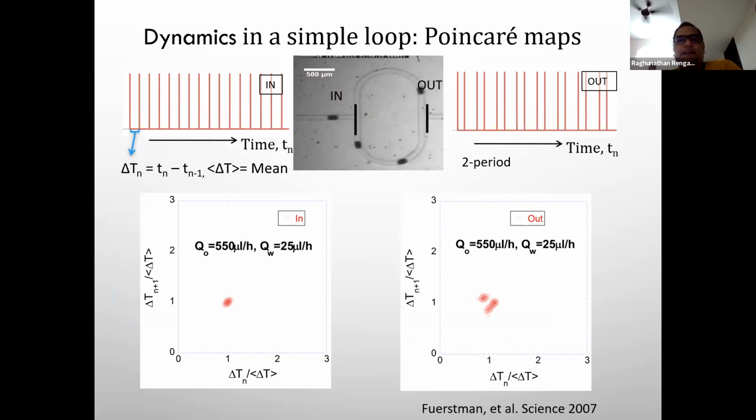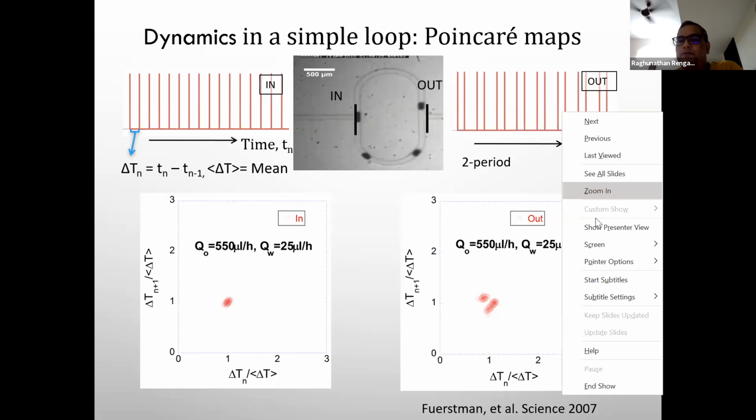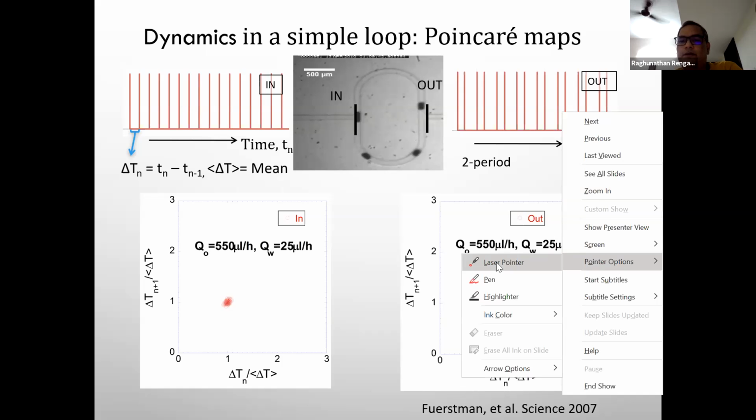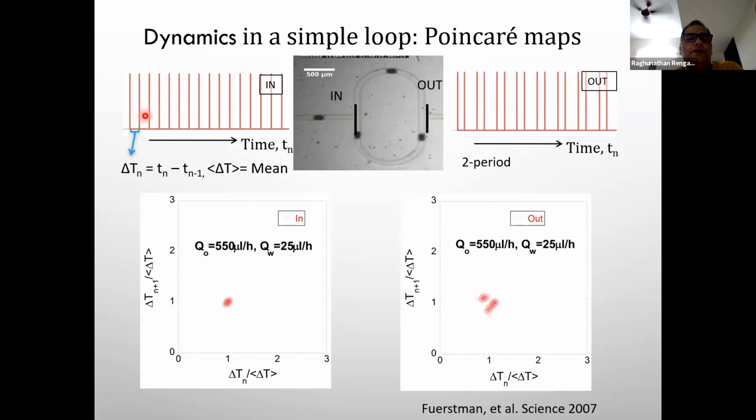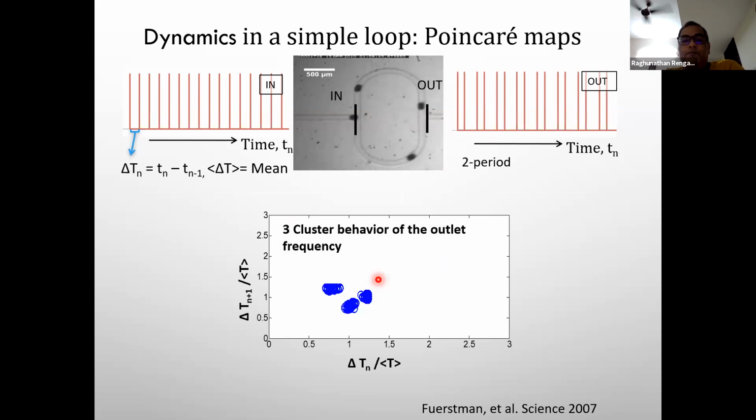Now, a simple system like this, called a loop system, shows really fascinating behavior. So for example, if you look at the left-hand side of this picture, which is where you have these droplets coming in, you see the droplets are coming in at equal intervals. However, look at what happens here. When they go out, they have two frequencies. So this is called two-period behavior that we see with this droplet. Now, if you change the spacing of these droplets coming into this network, you could see, for example, three-period behavior.